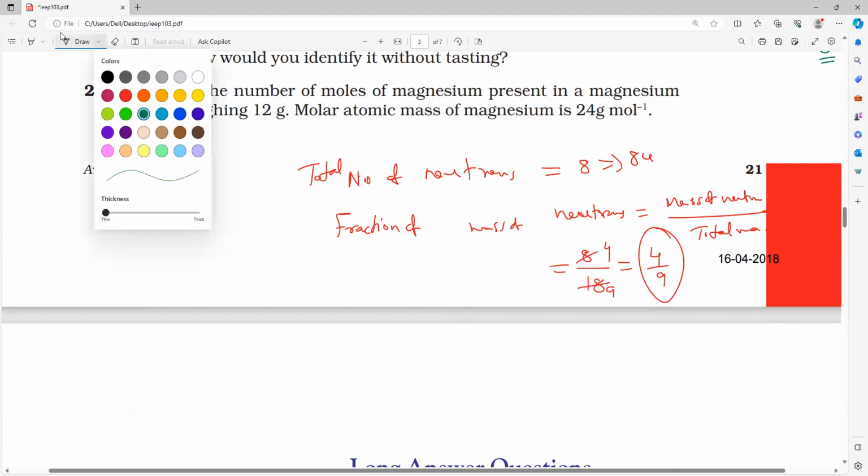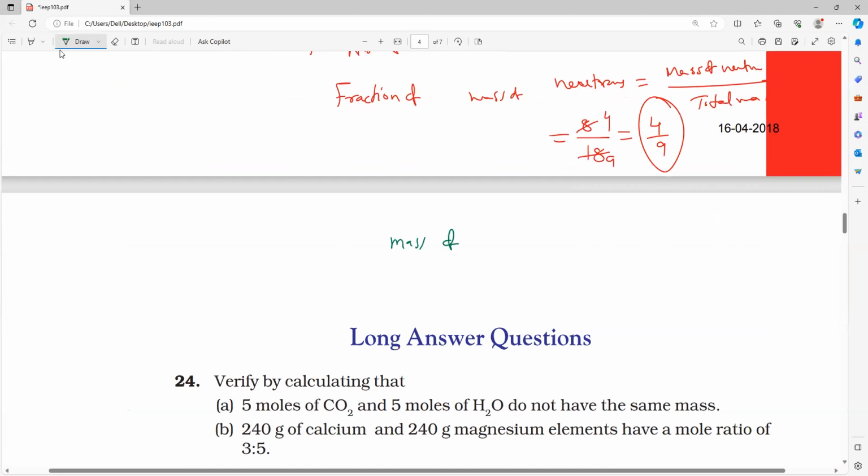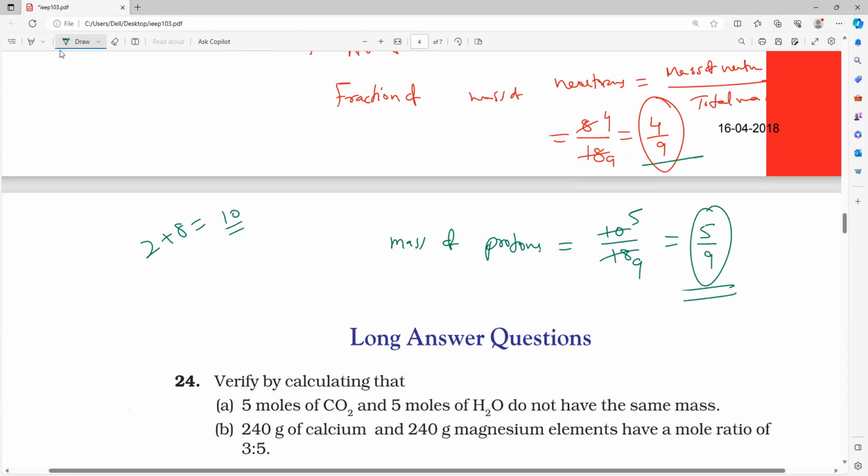For example, if they ask you the fraction of protons: mass of protons, 2 plus 8, how much? 10. So 10 by 18, 2 fives are 10, 2 nines are 18. So the fraction is 5 by 9.